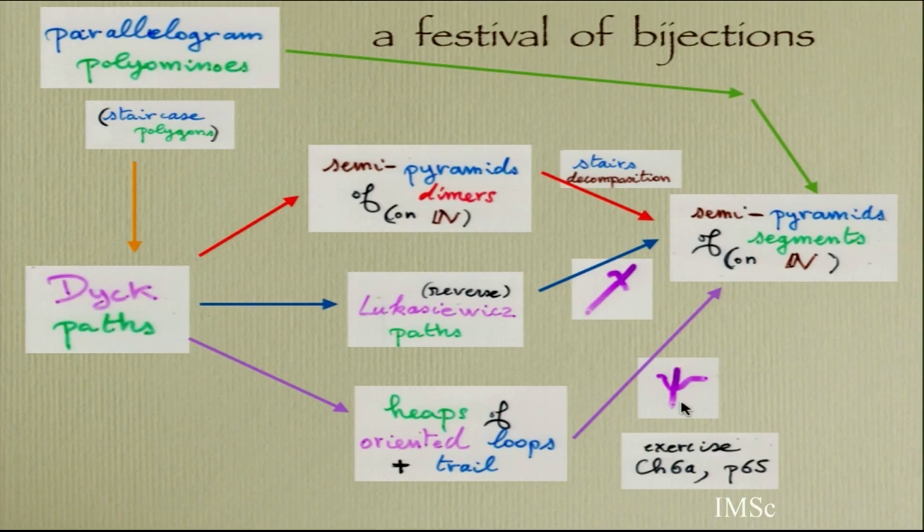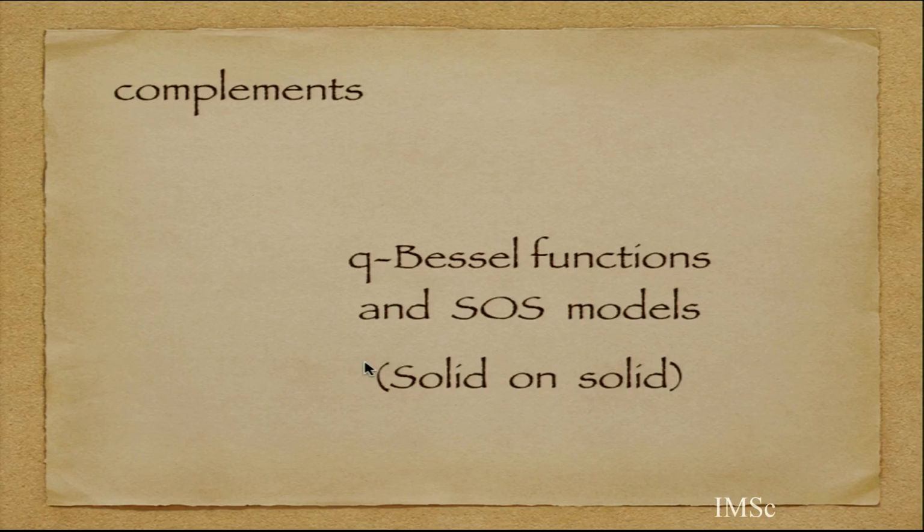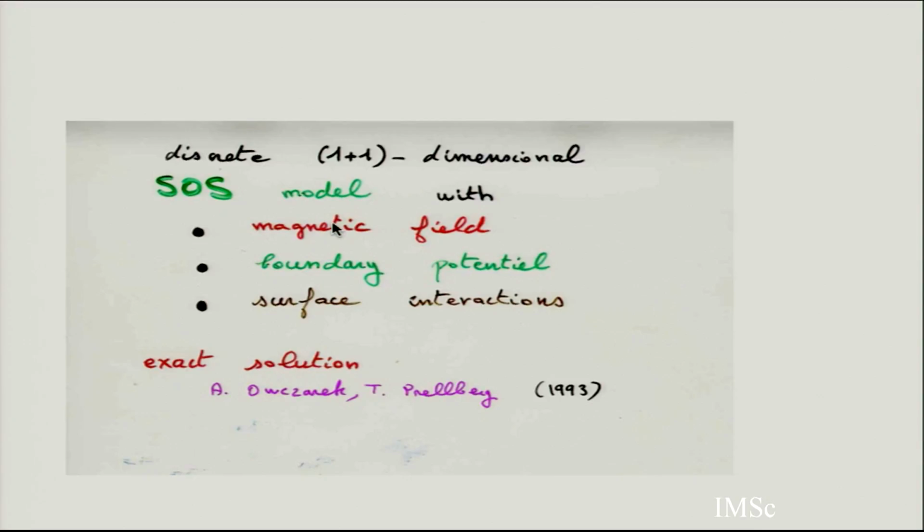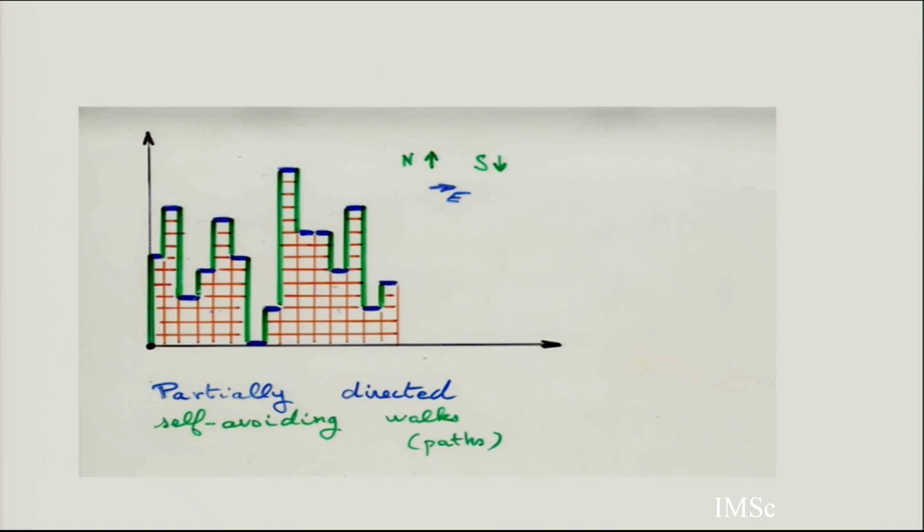So some complement means I am not going to give the complete proof, just to give you an idea of this model in physics, the solid-on-solid model in physics, where again a zeta function appears. And the explanation is the same. We are going to have a bijection with heaps of segments. So what does solid-on-solid model mean? This is physics: surface interaction, boundary potential, magnetic field. This is physics. Maybe you don't understand, but you will understand the next slide, which is combinatorics.